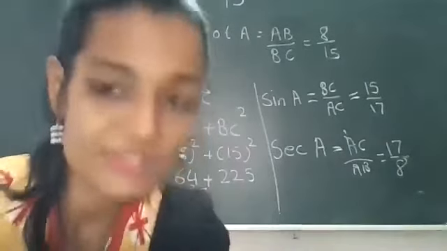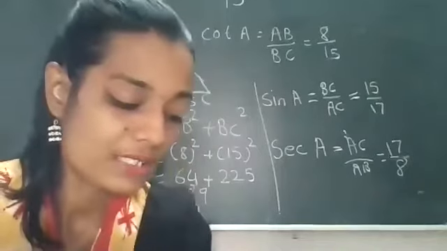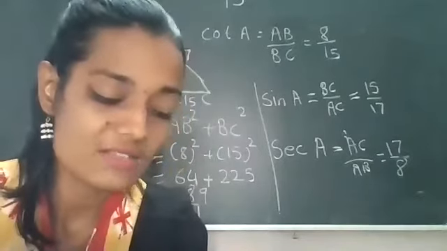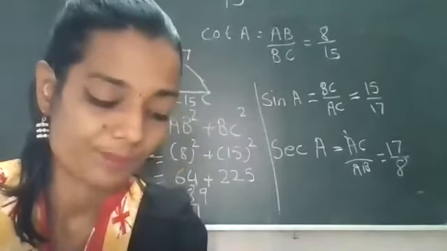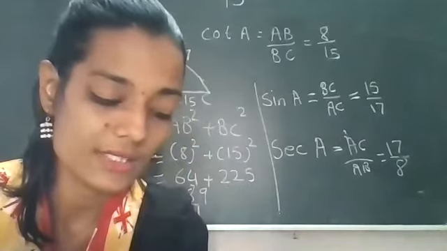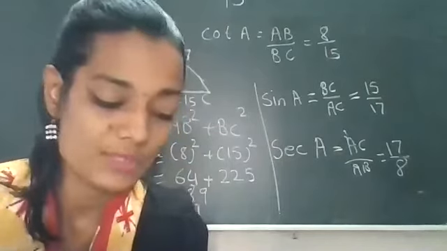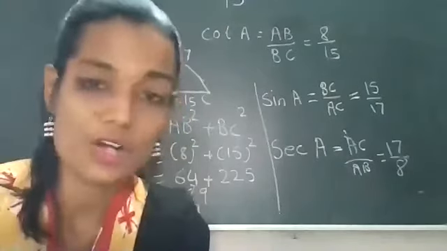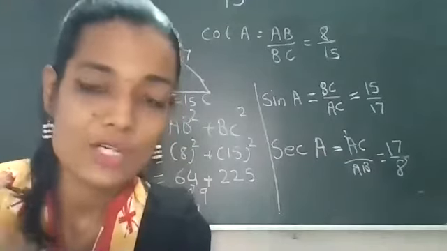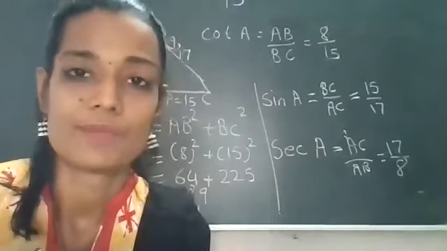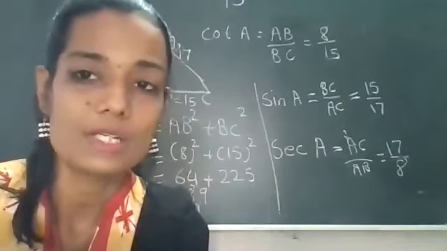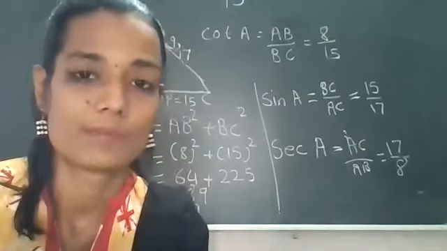Now in that we have started the fifth number. Given that sec theta is equal to 13 upon 12. Calculate all other trigonometric ratios. All other trigonometric ratios means we have to find out sine, cos, tan, then cosec and cot theta. We have to find out the rest of all the trigonometric ratios.